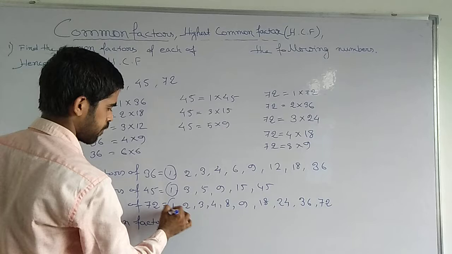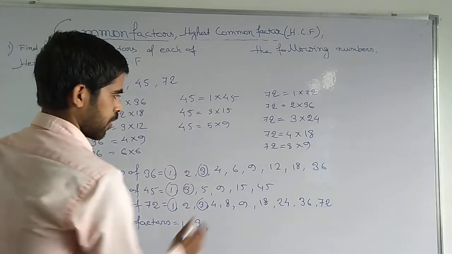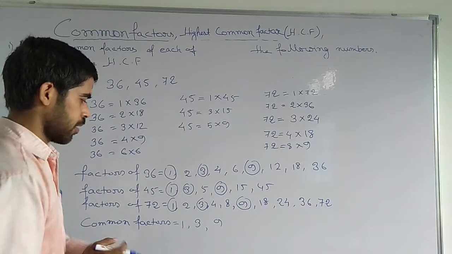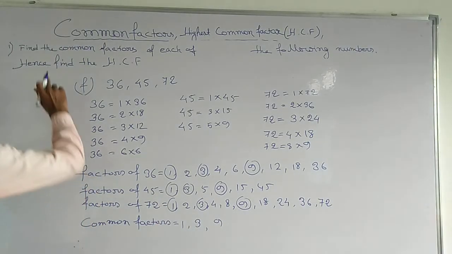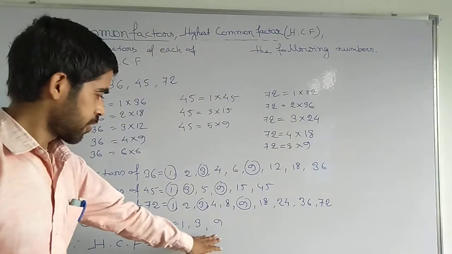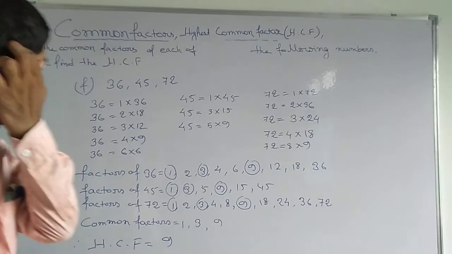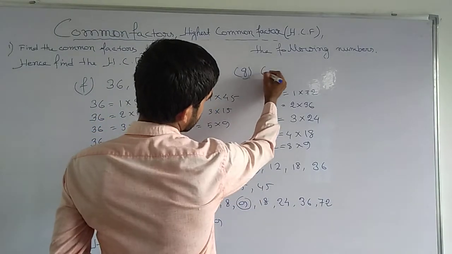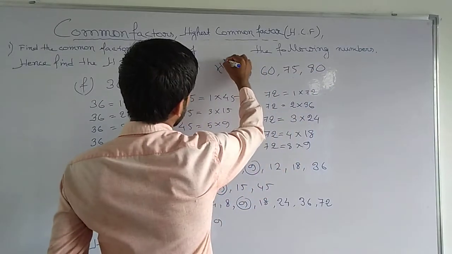So first we write the common factors. Here we see common factors: 1, and then 3, and then 9. Is there any more? You see, no more common factor is there. So here the common factors are 1, 3, 9. Now hence we can find the HCF. So what is the HCF? You tell me. Yes, thank you. So 9 is the HCF. Very good. Now I will give more questions to do yourself. Question number G is 60, 75, 80. Do this one as homework.